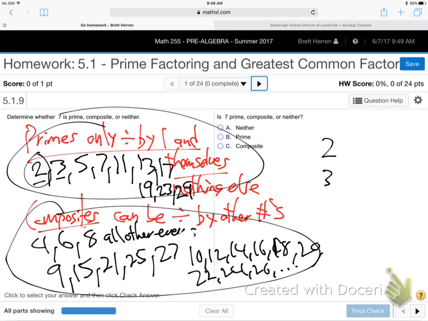Do the primes keep going forever? Yes, they actually do. They go forever, and so do the composites. They both go forever, but the primes are more rare. Okay, so with all that said and done, the question is: is 7 prime, composite, or neither? Prime. 7 is prime.